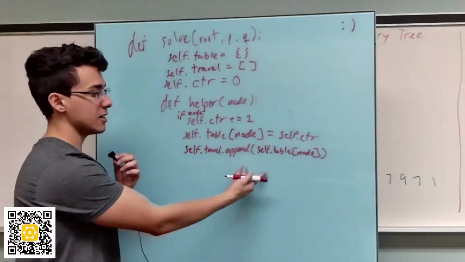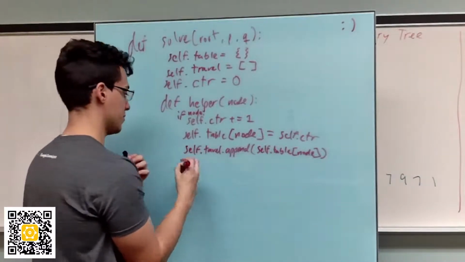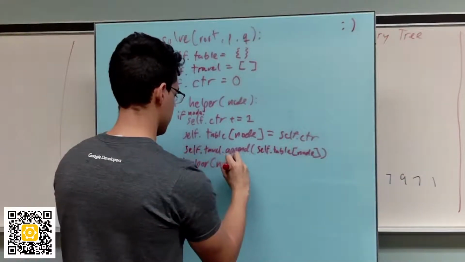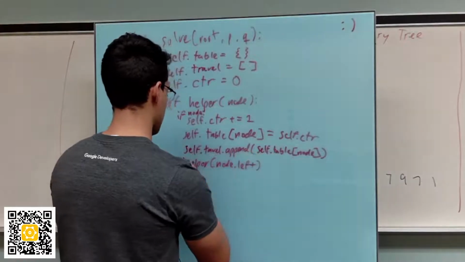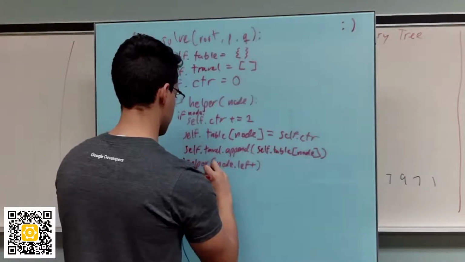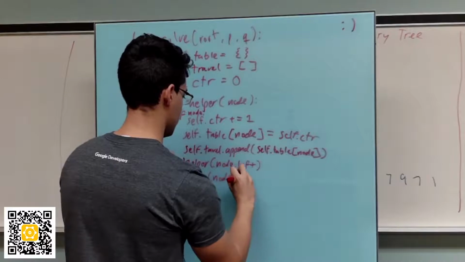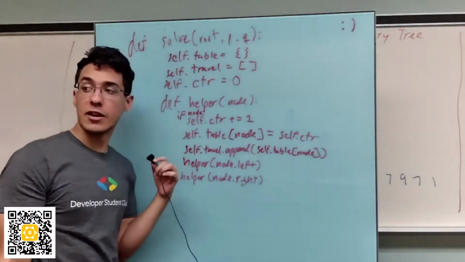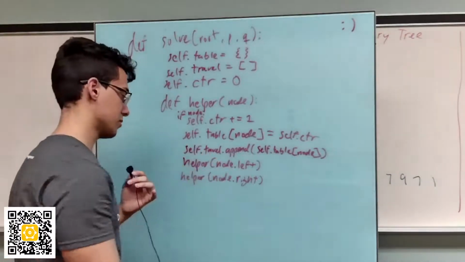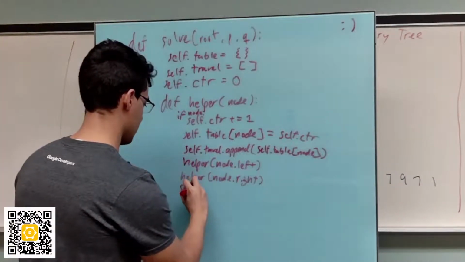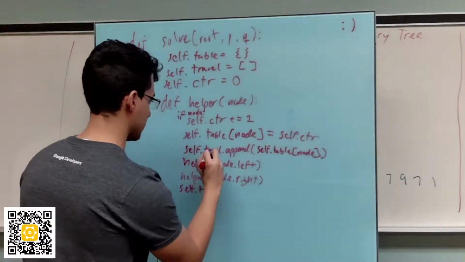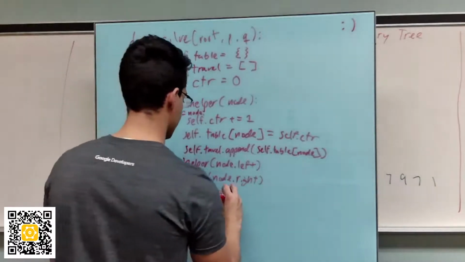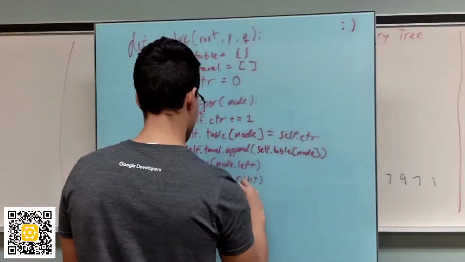So, I added it to the travel, right? And now I have to call helper again on the left and the right. So that was left. That's right. And then after I do it, I have to do it again, because I need to say, hey, I went back to this node. I misspelled travel in the upper one. Ignore that.